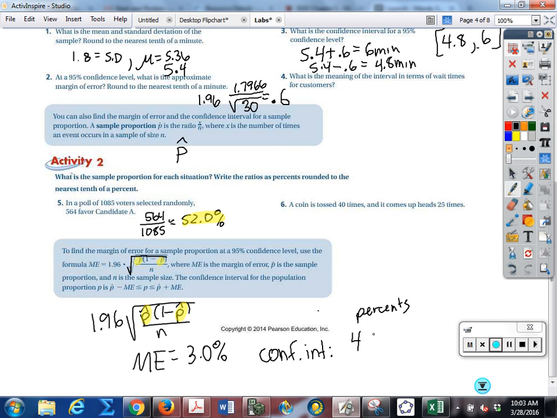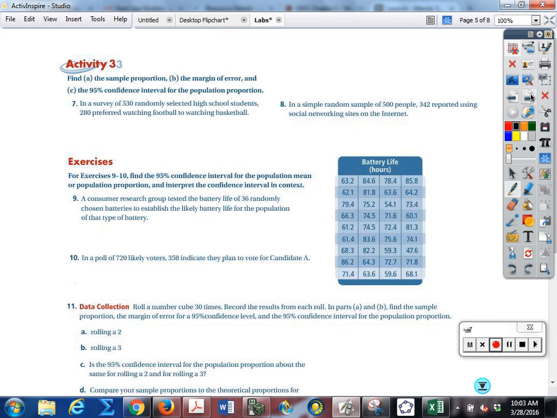So this was my margin of error. This was my confidence interval when I add it to both sides. So now you guys need to take a minute and do it for, I need you to do 1 through, so this next part has to do with this down here.